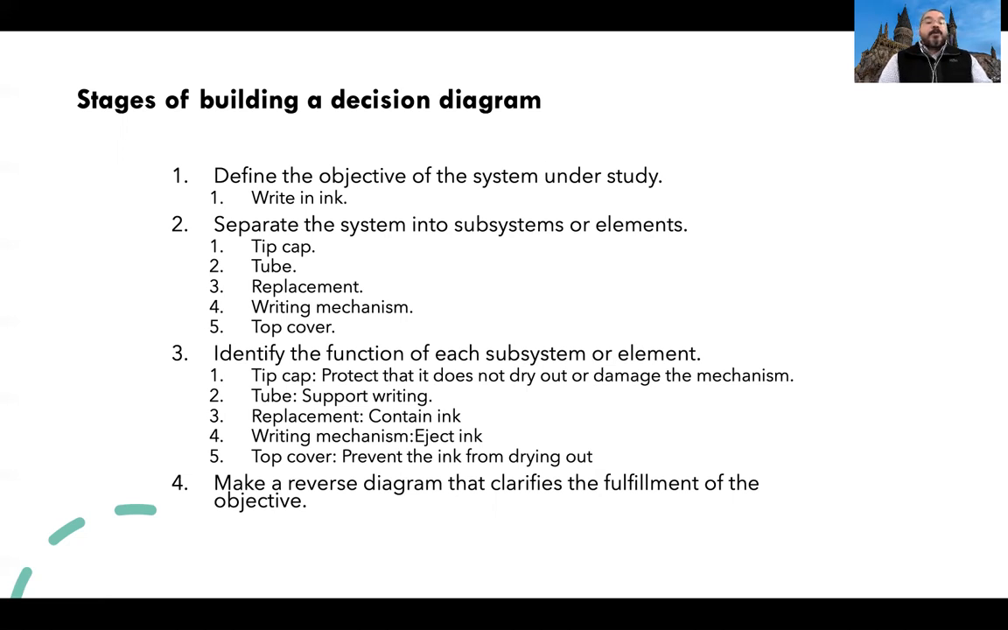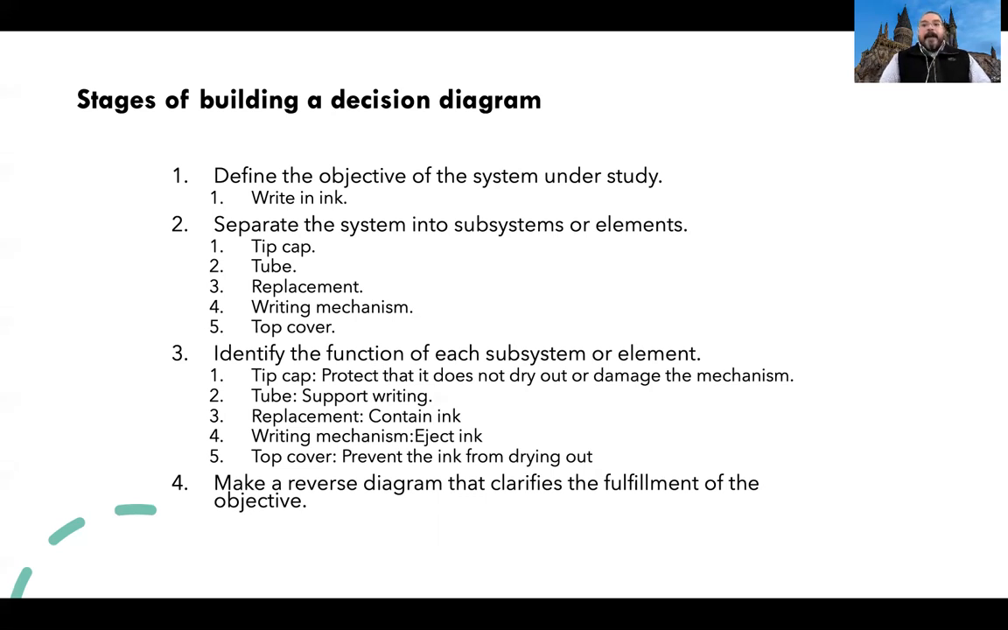The third step is to identify the function of each subsystem or element. For example, the tip cap protects the writing mechanism from drying or getting damaged. The tube gives us support in the writing process. The replacement's main function is to contain ink. The writing mechanism ejects the ink, and the top cover prevents the ink from drying out.